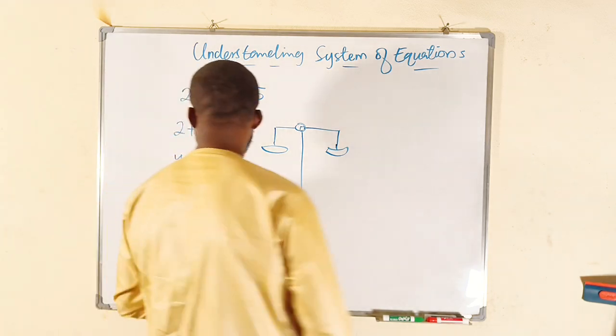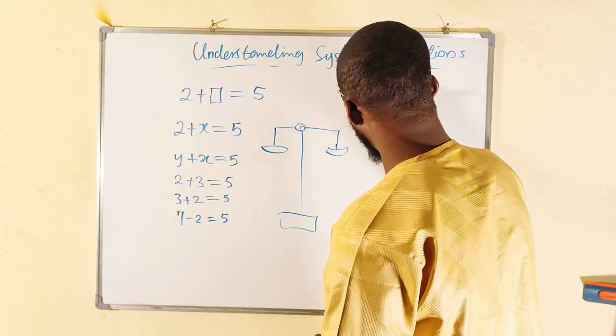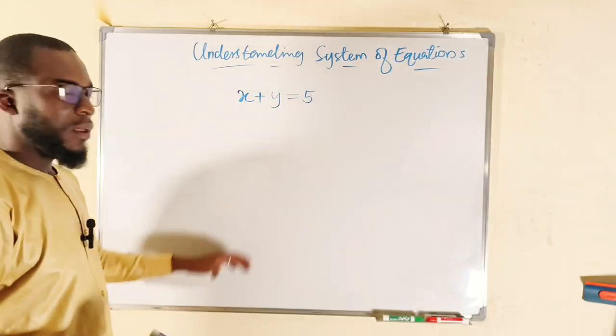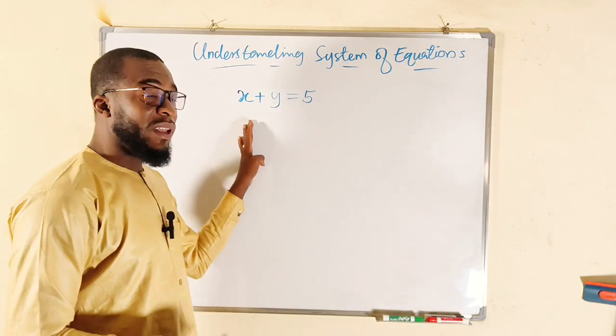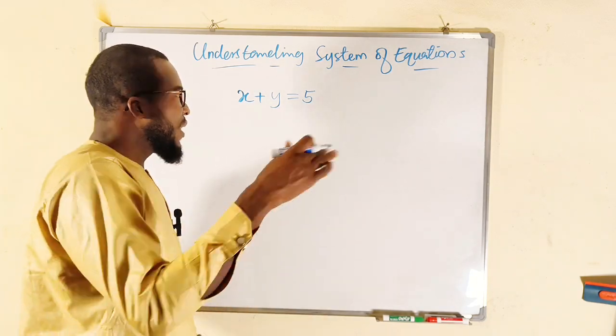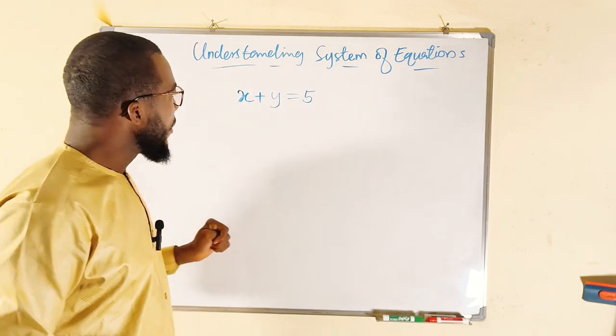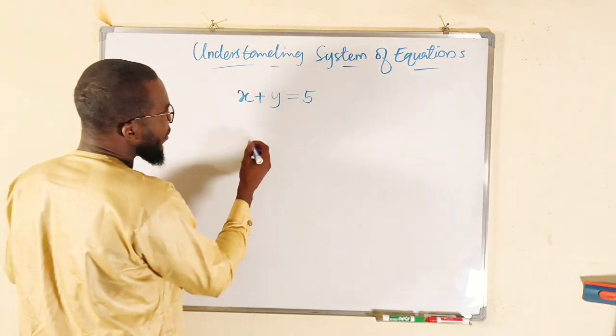But wait, what if we have two sets of equations? For example, previously I told you that this has infinitely many solutions because you may have different combinations of numbers that can give us 5. But what if we form another one?